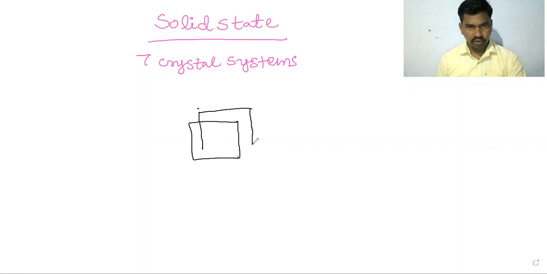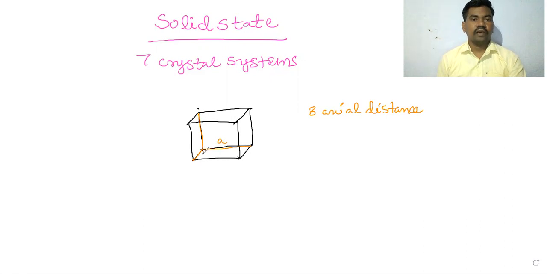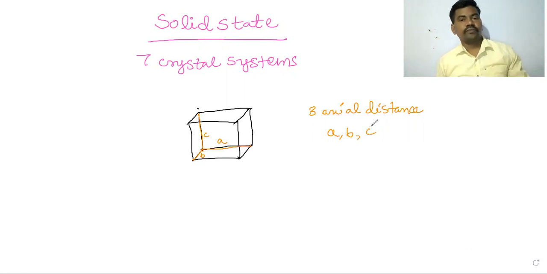This is a simple cube. This cube has 3 axial distances. These are called axial distances. Okay, this is A and this is B. This is C. A, B, C are the axial distances.